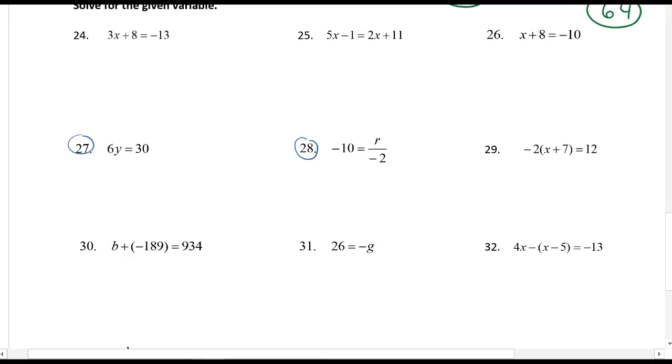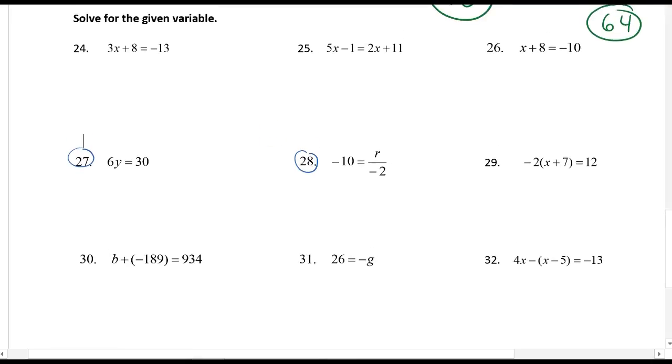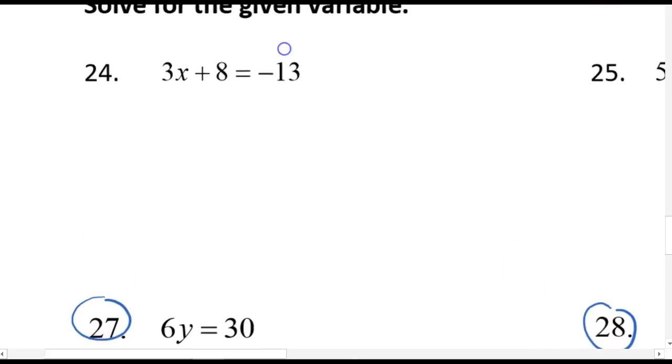Now I'm going to go over solving equations. This is the back side of your review. It'll have all the solving equations problems. Okay, so now this first one, number 24. Remember, what you want to do is isolate the variable, or isolate the letter. We want to get it alone on one side of this equal sign here in the middle.